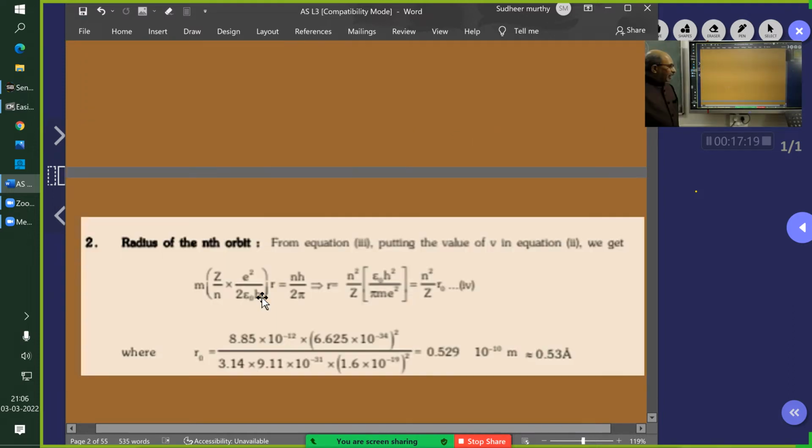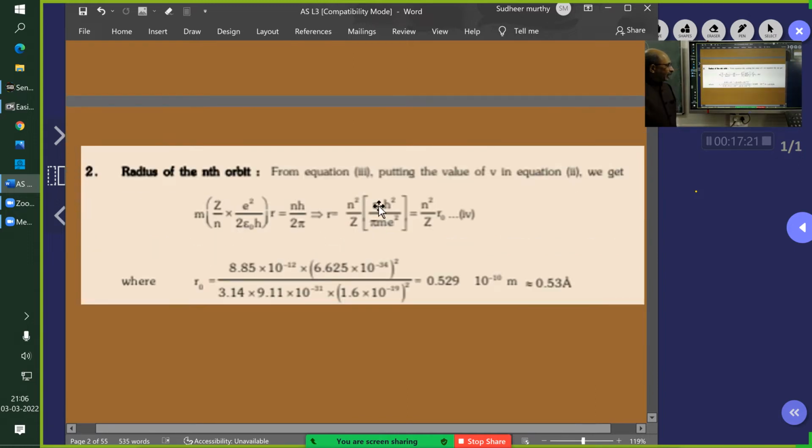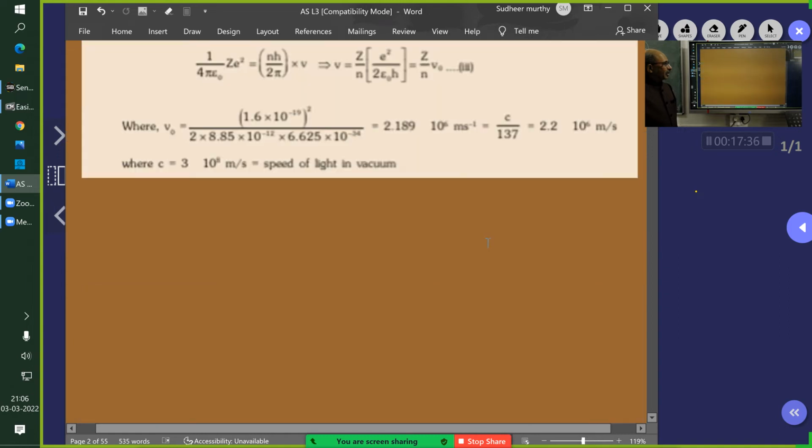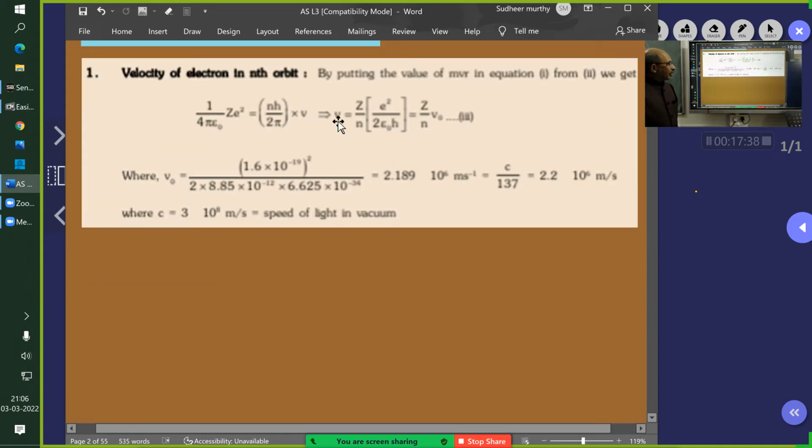And what is the value of R naught? What is the value of V naught? It is a matter of just putting it into brackets and filtering out N and Z. From whatever you get, filter out N and Z, then you are going to get these formats. Okay, friends? So what is important here is, velocity is proportional to Z by N.